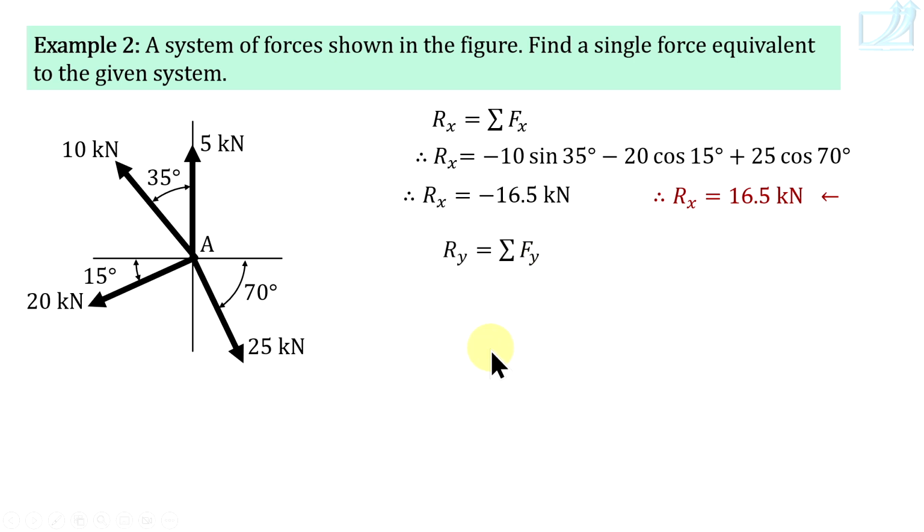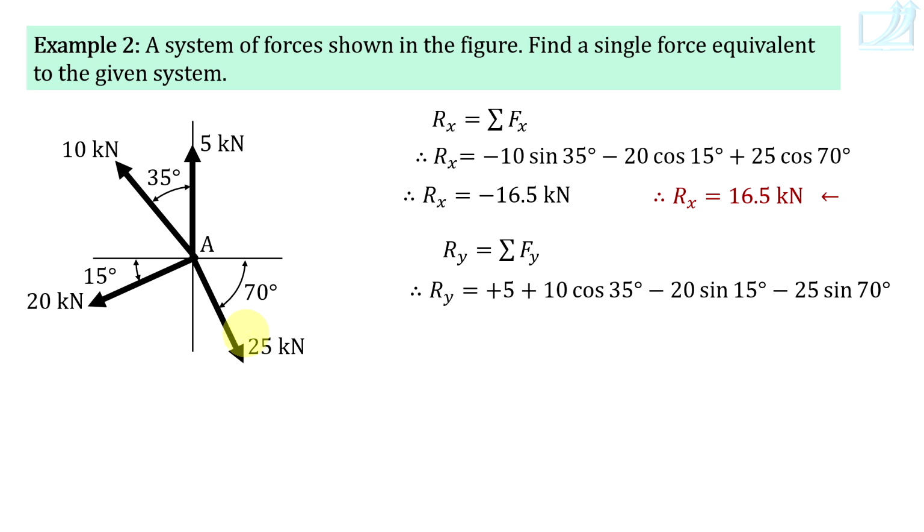Now second equation, Ry is equal to sigma Fy. Therefore Ry is equal to. Now focus on vertical direction of all forces. So plus 5 because it is upwards. 10 kilonewton force is upwards, therefore positive. And we are using angle with y-axis, so y component is cos component. 20 kilonewton force is downwards. So minus 20 sine 50. And 25 kilonewton force is again downwards.